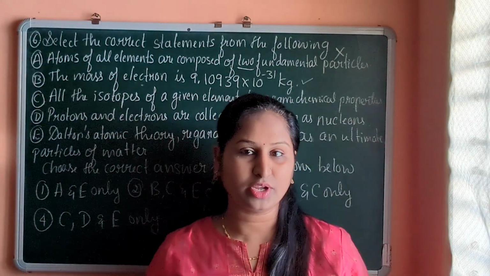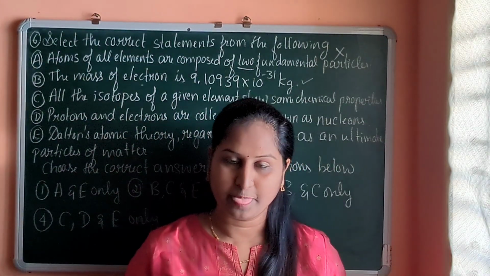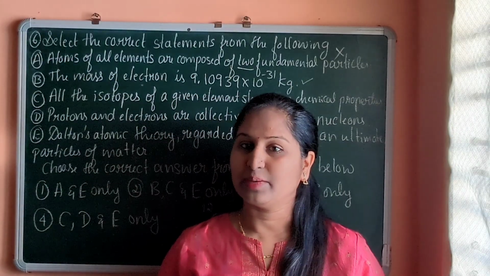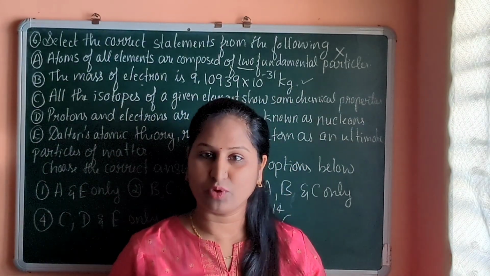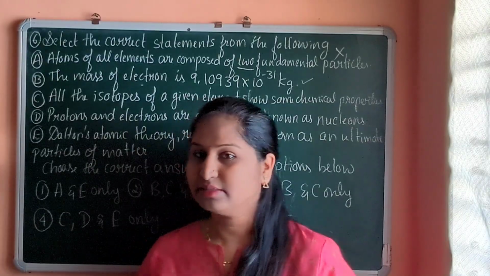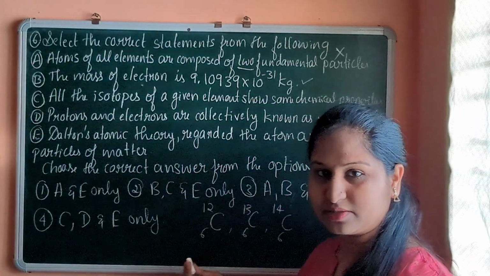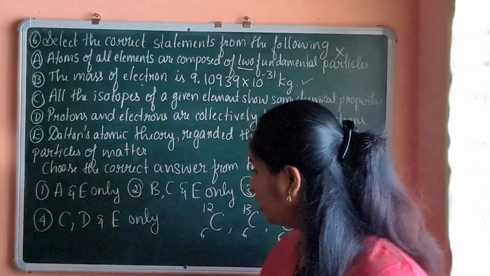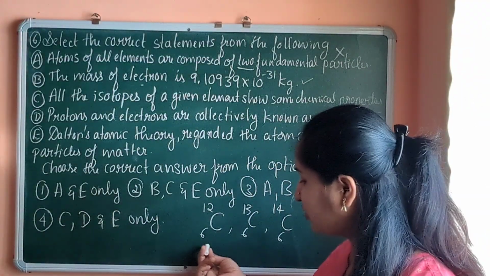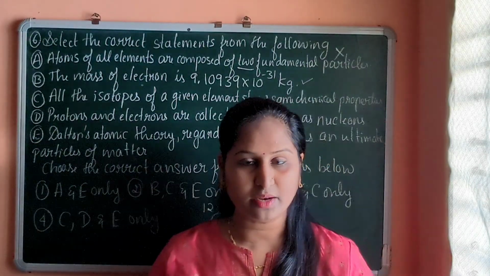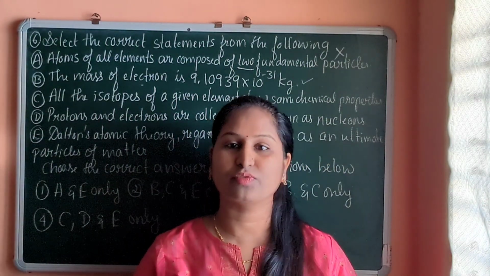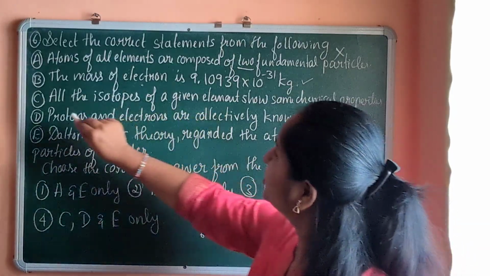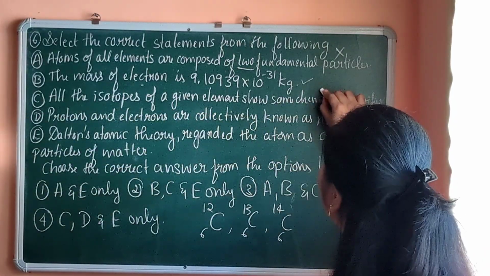So whatever the electronic configuration is, that will be the same, and whenever a chemical reaction takes place, only the valence electrons are involved. As the number of electrons is the same, because the atomic number is equal to the number of electrons, in all the carbon isotopes the electrons are 6. So the chemical properties remain the same in isotopes. So this statement, option C, is also a correct statement.